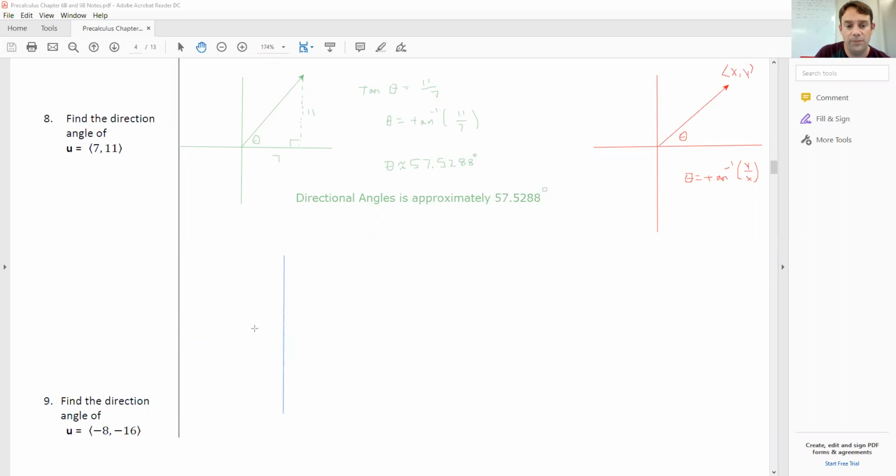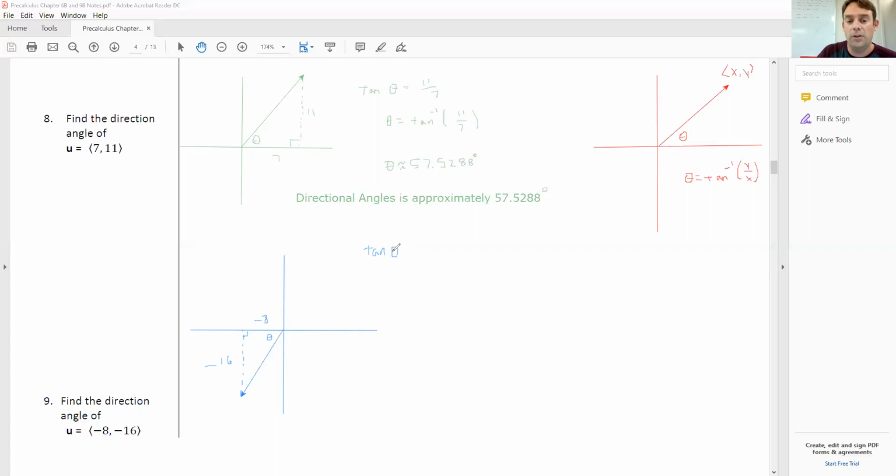All right, let's see how you did. So <-8, -16>. So let's first draw where that would be. It'd be down here. So -8, -16. But you need to remember what happens when I do my inverse tangent. My calculator will think of it as arc tangent, so it's only going to give me an angle from -pi/2 to +pi/2, or from -90 degrees to +90 degrees.